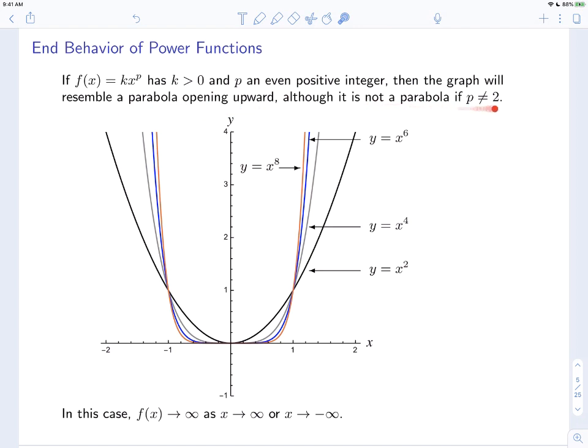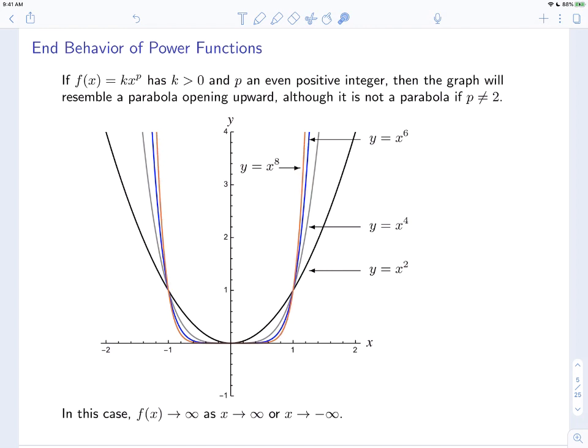It's not actually a parabola unless p is equal to 2, but they have the same basic shape. The main difference is that the larger the power is, the flatter the curve gets at the origin of the xy plane, around this point with coordinates 0, 0. As you can see, the larger the power gets, the flatter the curve gets, but also the narrower it gets. You can see y equals x to the 8. This one is the most narrow.